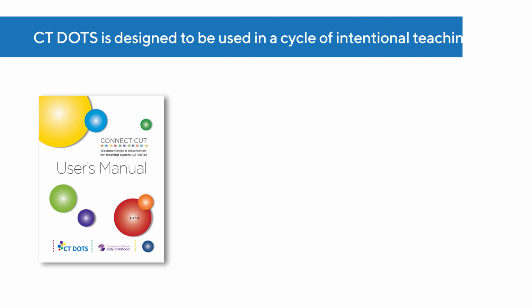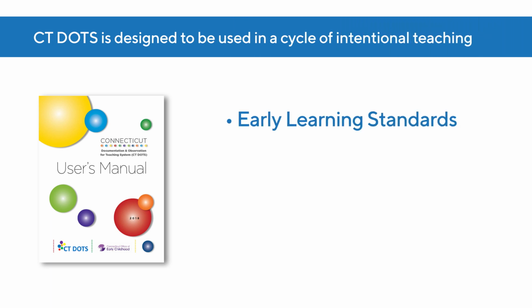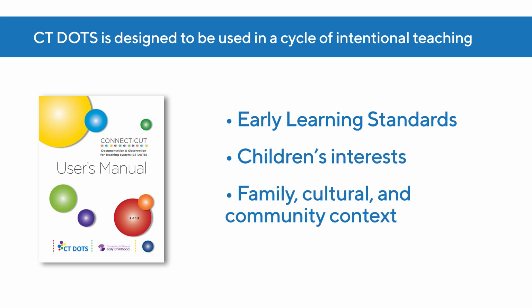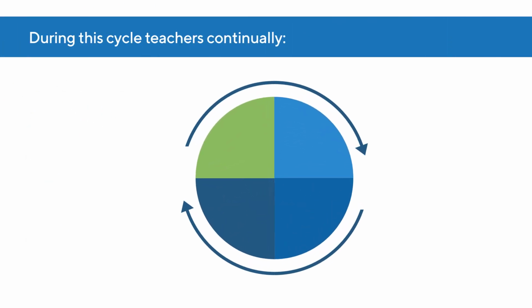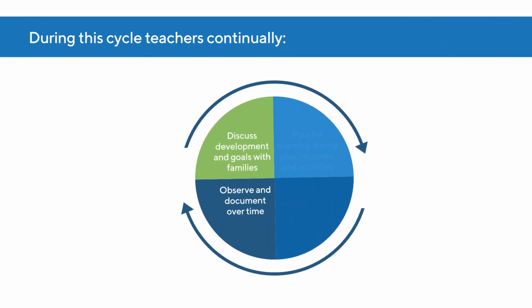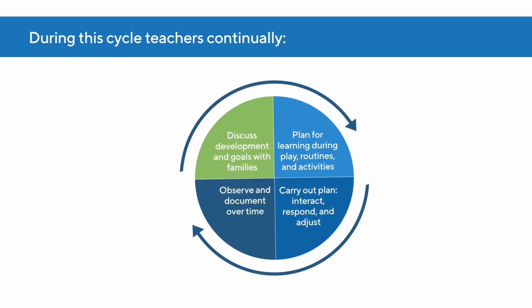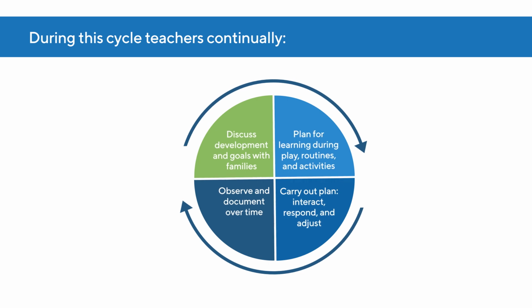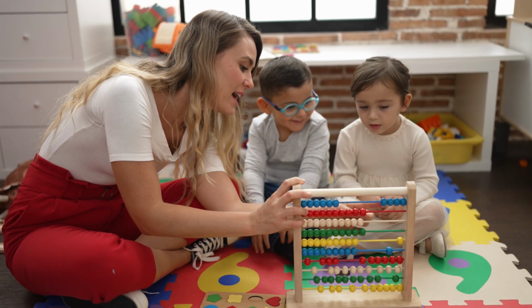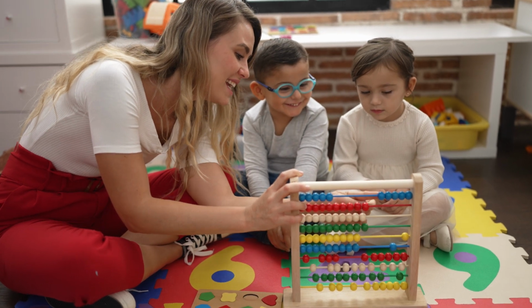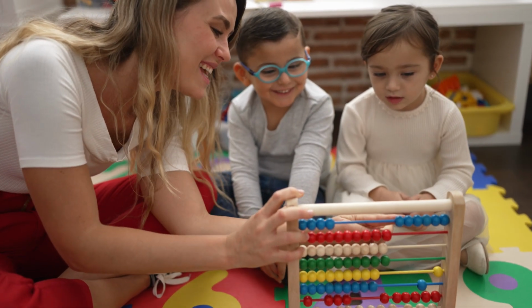CT DOTS is designed to be used in a cycle of intentional teaching that includes early learning standards, children's interests, and family, cultural, and community context. During this cycle, teachers continually observe, assess, plan, and implement. A cycle of intentional teaching involves planning experiences to support children's development, gathering information about how they are progressing, and adjusting curriculum and supports based upon this information.